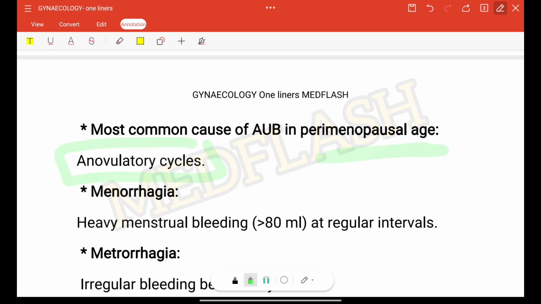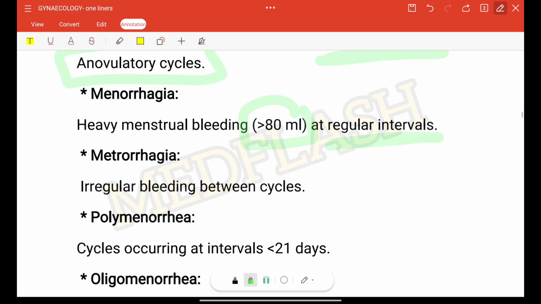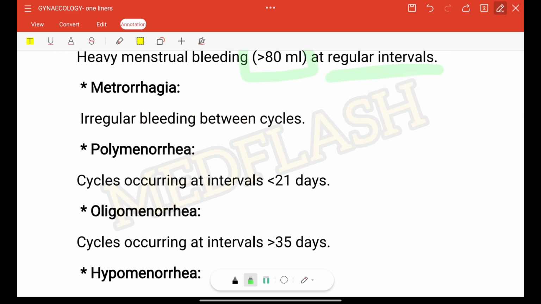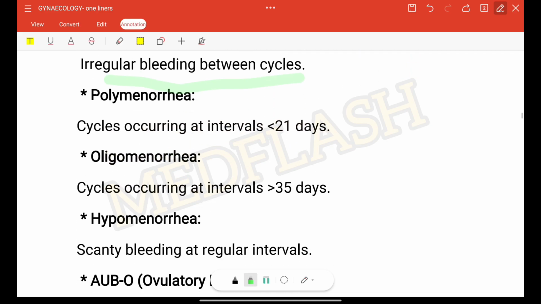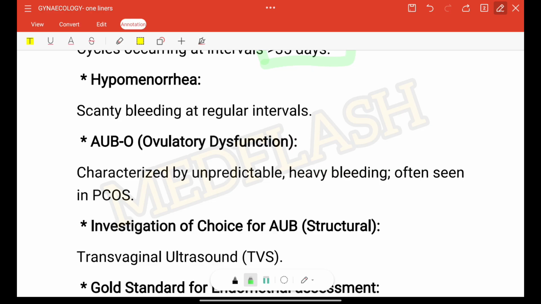Menorrhagia: heavy menstrual bleeding greater than 80 ml at regular intervals. Metrorrhagia: irregular bleeding between cycles. Polymenorrhea: cycles occurring at intervals less than 21 days. Oligomenorrhea: cycles occurring at intervals greater than 35 days. Hypomenorrhea: scanty bleeding at regular intervals. AUB ovulatory dysfunction is characterized by unpredictable, heavy bleeding, often seen in PCOS.